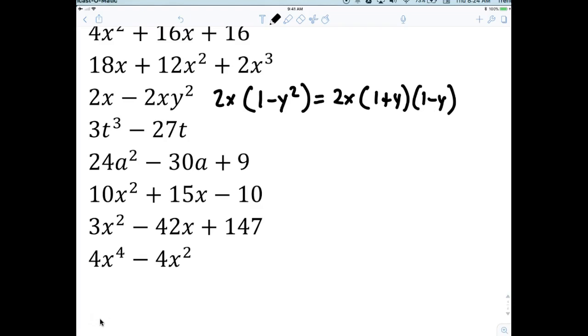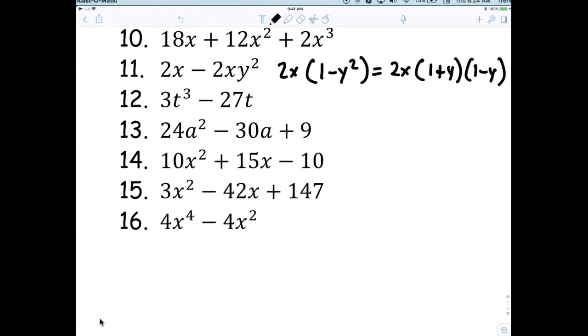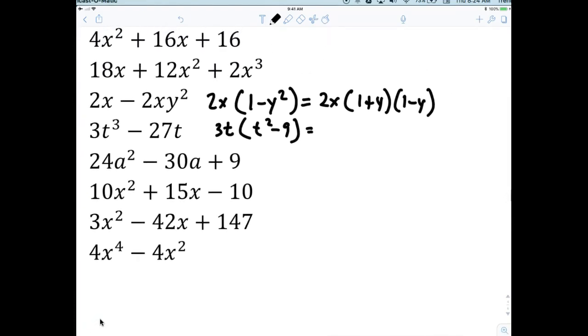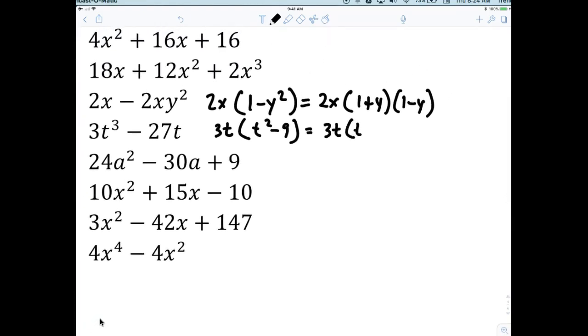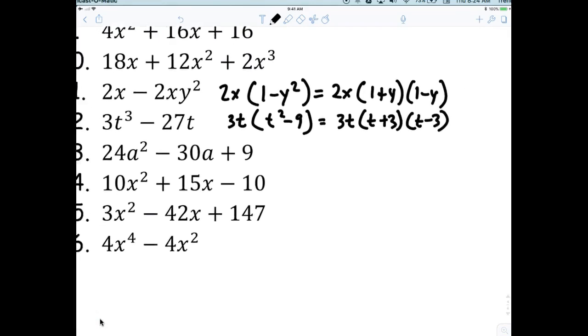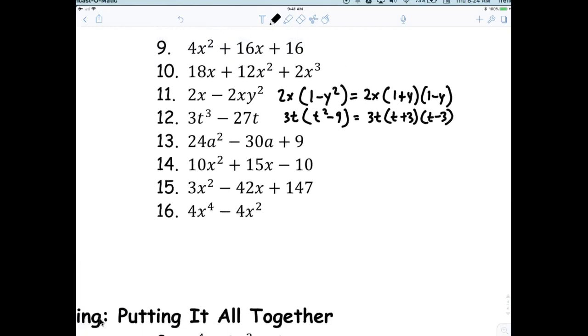Somebody good with that? All right. What's common with 12? 3t. And we end up with t squared. That's okay. t squared minus 9. So far, so good. And then that factors to (t plus 3)(t minus 3). Okay, I'm pretty satisfied with that.